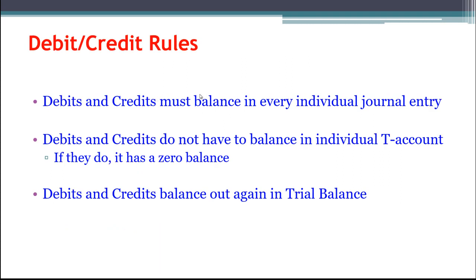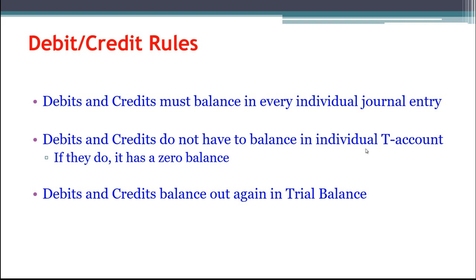Now, here are the rules for debits and credits. So we said that every individual journal entry has to have the same total debits as it does total credits. That has to work. Because of that, when you pull those pieces apart, you're going to move those over to a cash account or a revenue account or an inventory account, whatever.